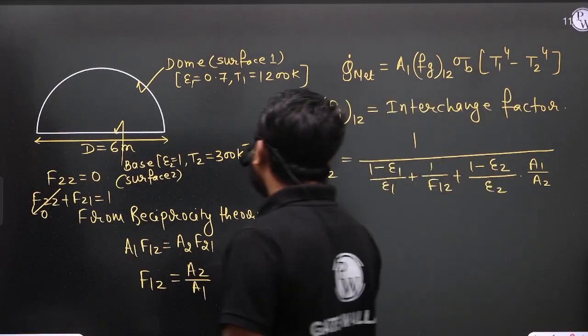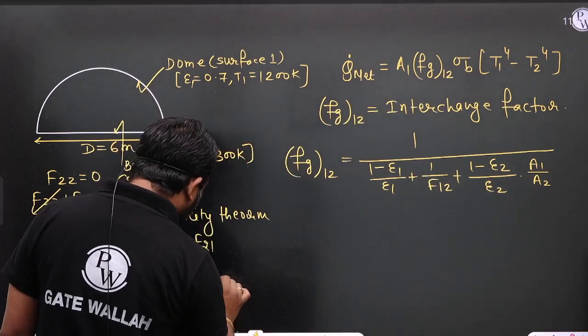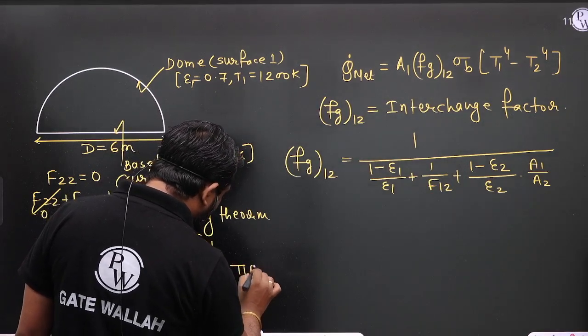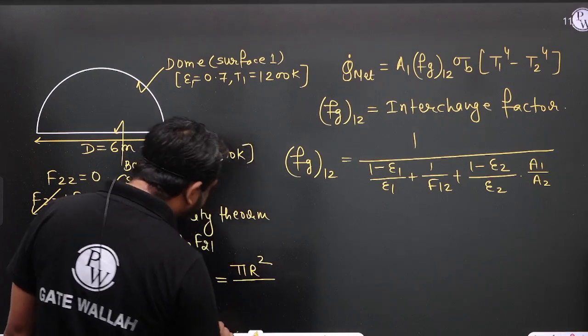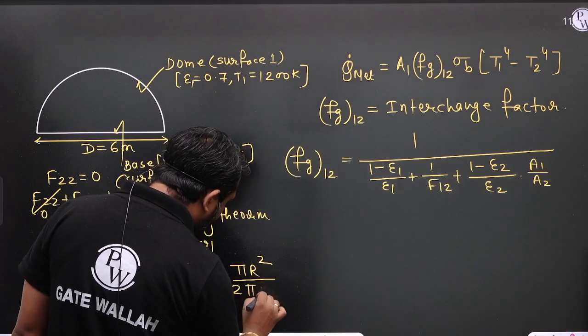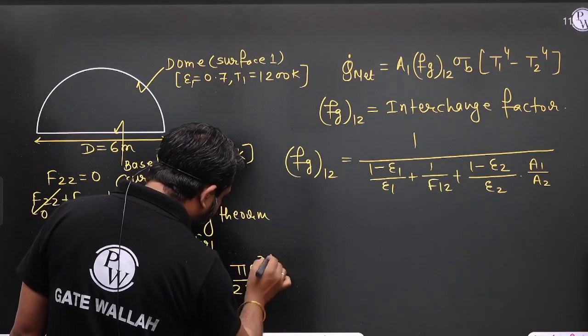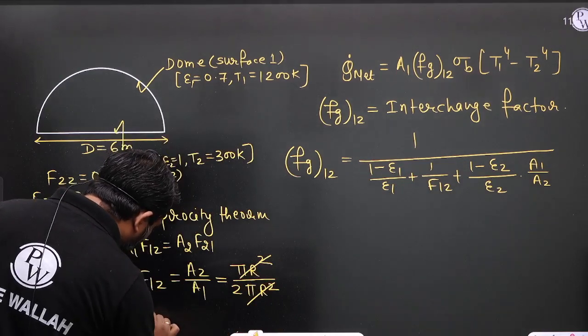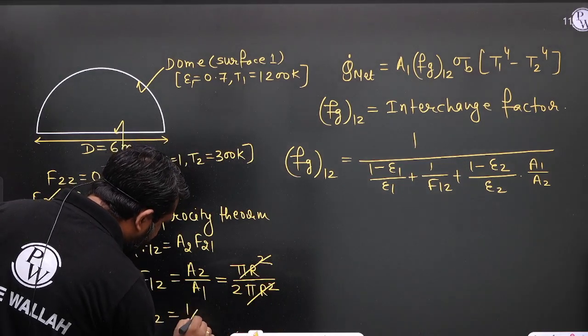And what is the A2? That A2 is pi r square. And what is the A1? That A1 is 2 pi r square. So pi r square is cancelled out. So F12 is equal to 1 by 2.